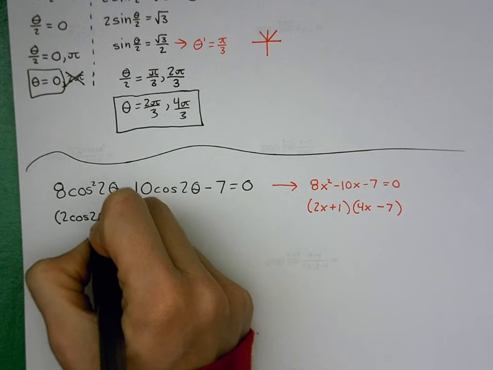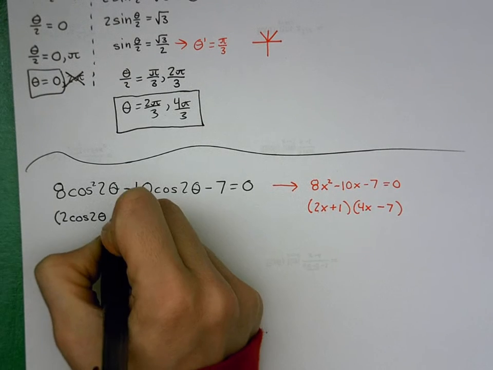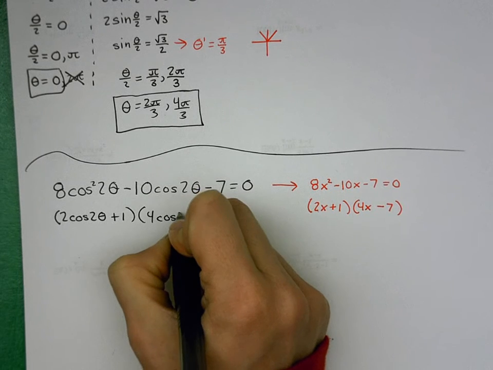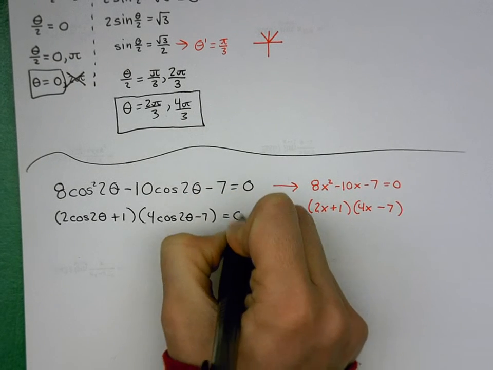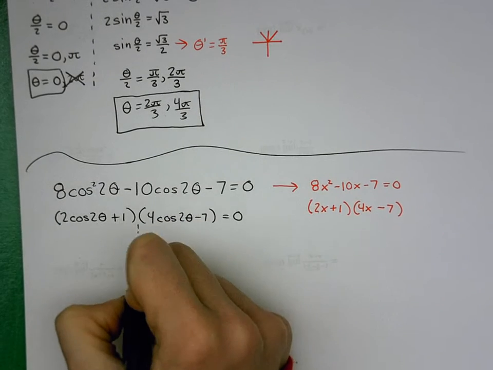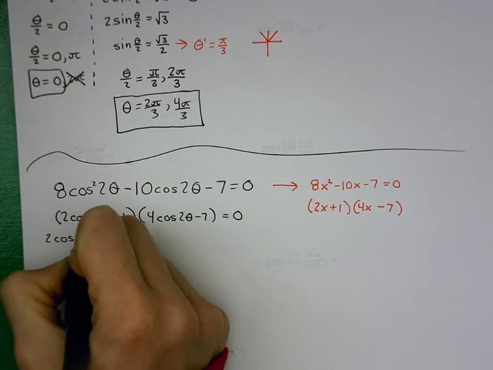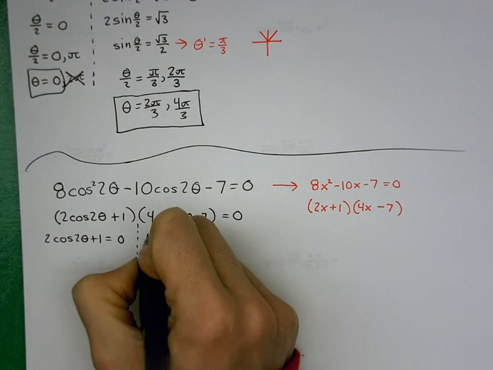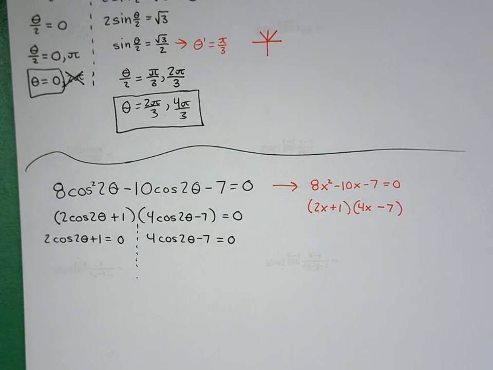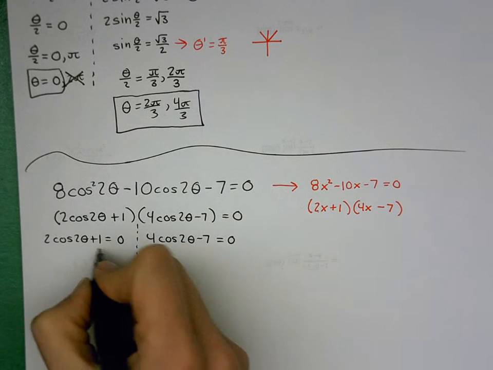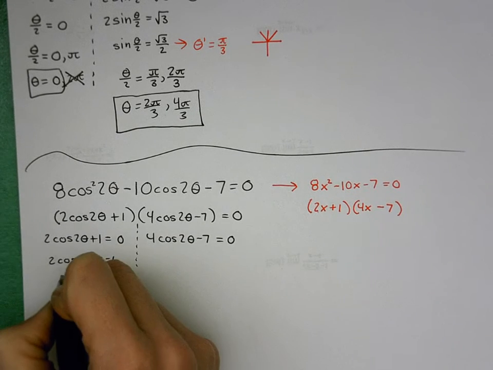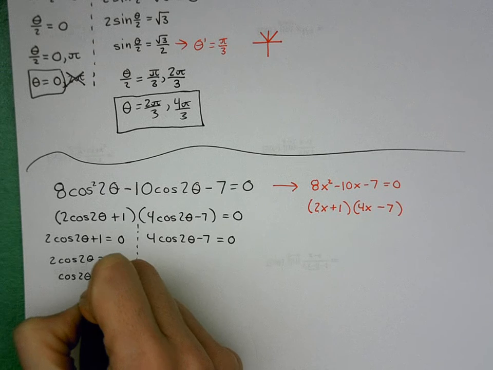So 2 cosine 2 theta plus 1, 4 cosine 2 theta minus 7. Setting these individually equal to 0: 2 cosine 2 theta plus 1 equals 0, 4 cosine 2 theta minus 7 equals 0. On the left here, subtracting 1 over, we get 2 cosine 2 theta equals negative 1. Dividing by 2, cosine 2 theta equals negative 1/2.